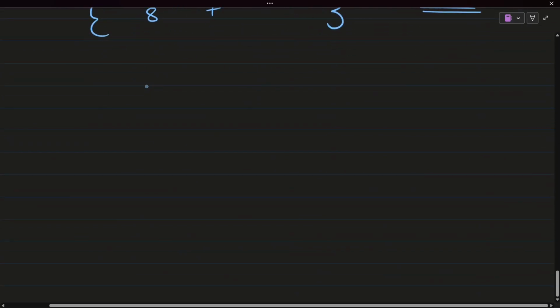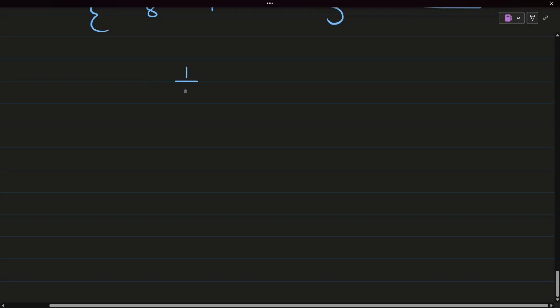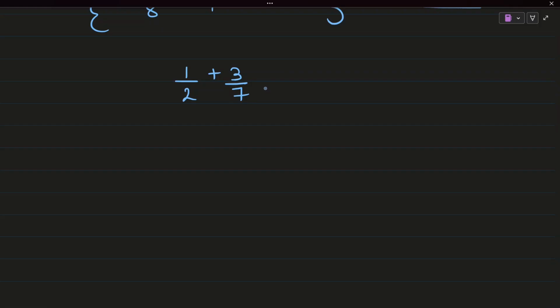Okay, before going, I just want to take you through a few more questions. So how are you going to add 1 by 2 plus 3 by 7, students? What you have to check first is whether the denominators are the same or not. If the denominators are not the same, take the LCM of 2 and 7, that is the denominator. This is going to be 14. So what should I do? I have to make the denominator 14.